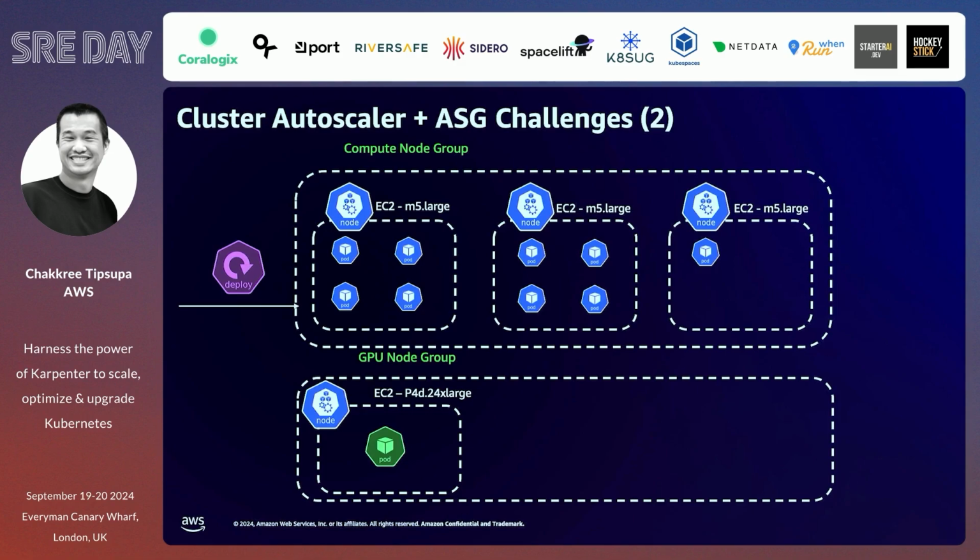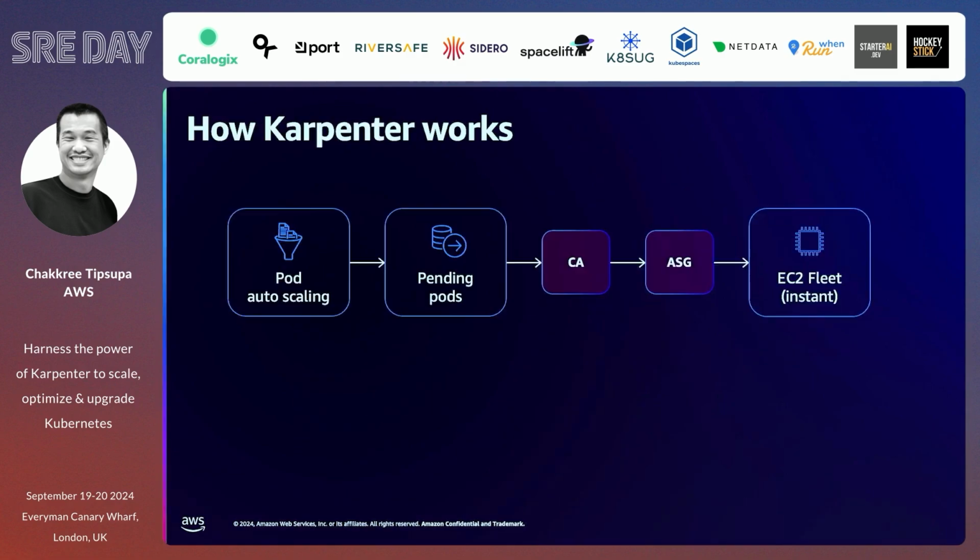So we have 3 challenges here: the time to spin up an instance, right sizing, and the underutilized node. So how does Karpenter work? Here we have pending pods with cluster autoscaler, which works with the autoscaling group and then calls the EC2 API.